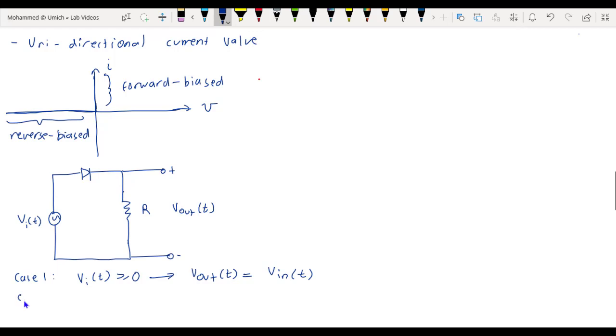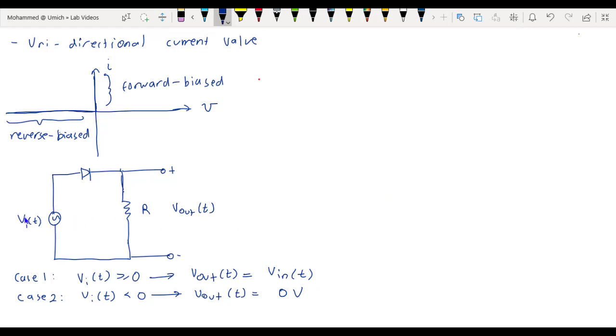Now on the other hand, when the input sinusoid is negative, so V in of t is less than 0, this diode is reverse biased and it will act as an open circuit. Since no current can flow through an open circuit, the output voltage will be 0 volts. So when V in of t is less than 0, we get an output voltage of 0 volts.